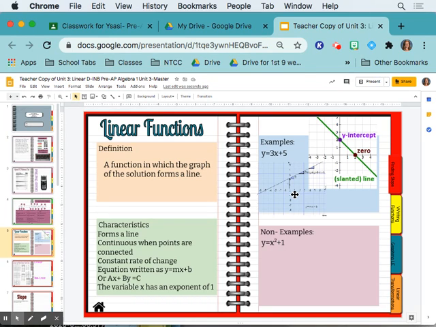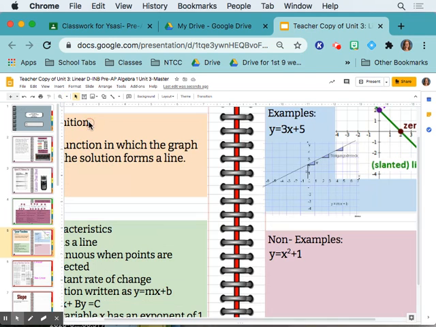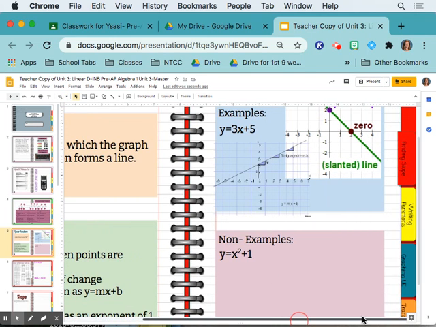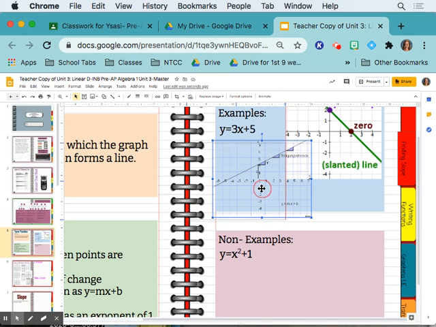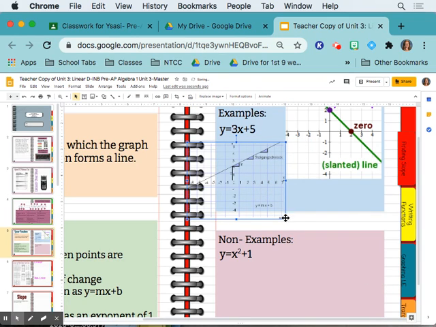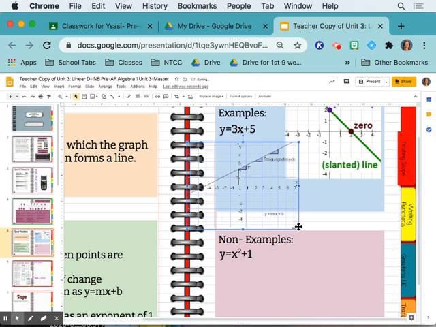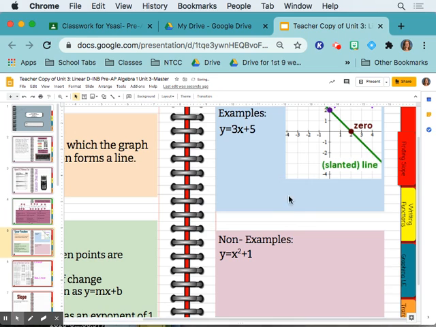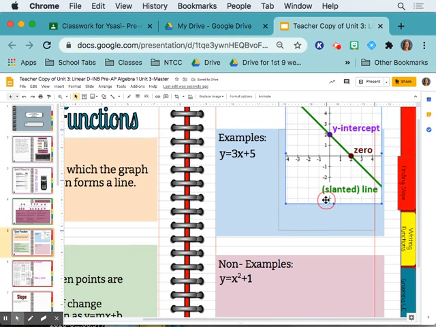I don't really even like that one. I'm just going to keep this one right here. That's a good example.